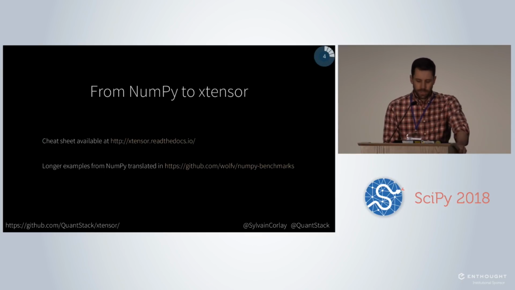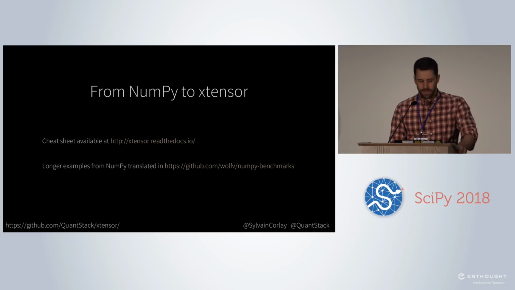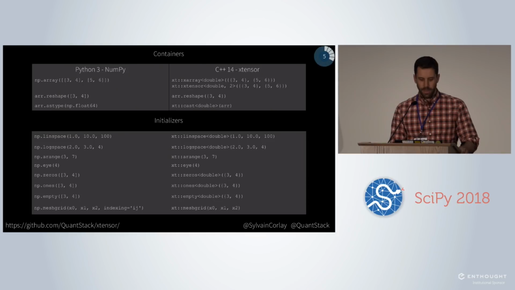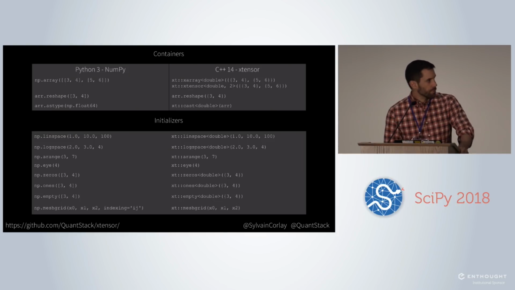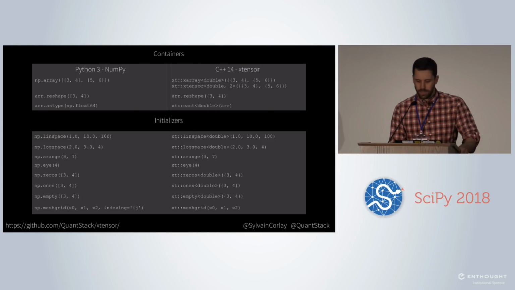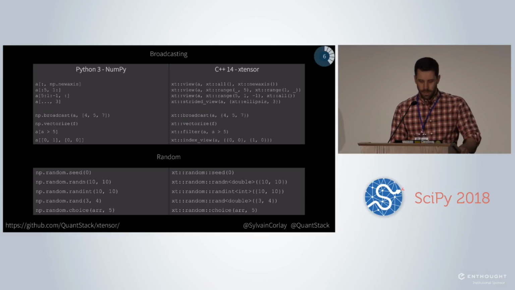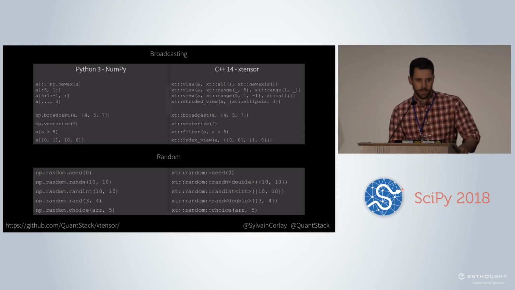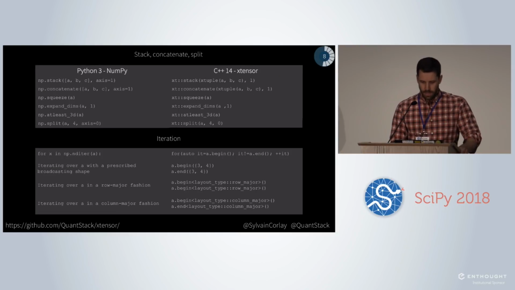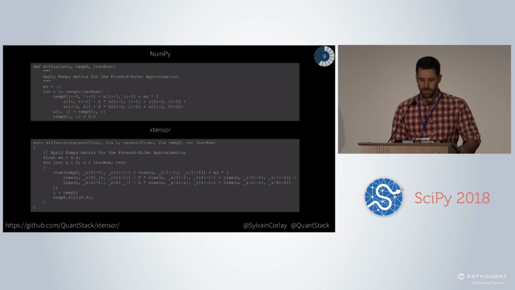So from NumPy to xtensor, we have a cheat sheet available on the website, and longer examples translated from NumPy to xtensor in our benchmarks. So, a quick walkthrough: we have very similar containers, and initializers like linspace, logspace, ones, meshgrid. We support broadcasting, views, and new axis, so an API that is really, really close to that of NumPy, but in C++. So iteration, concatenation, split, etc.